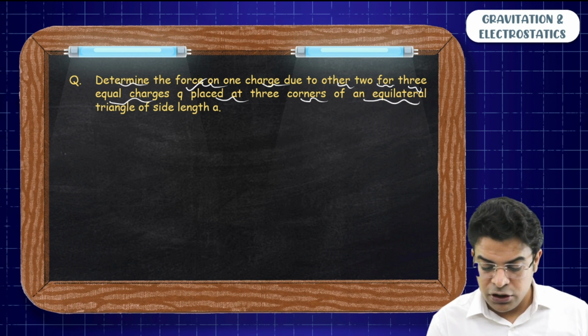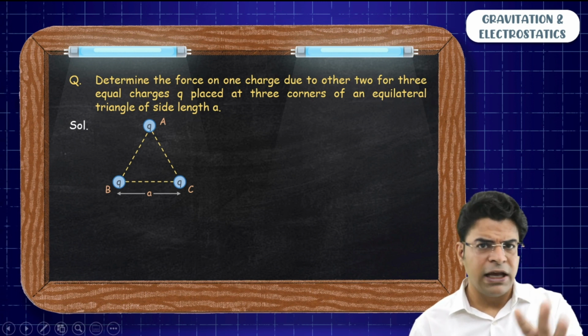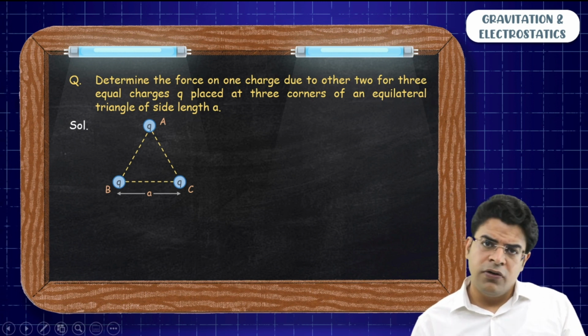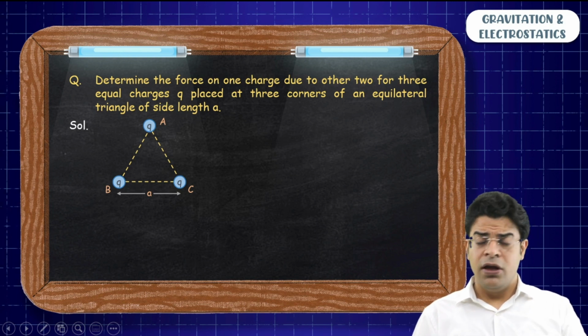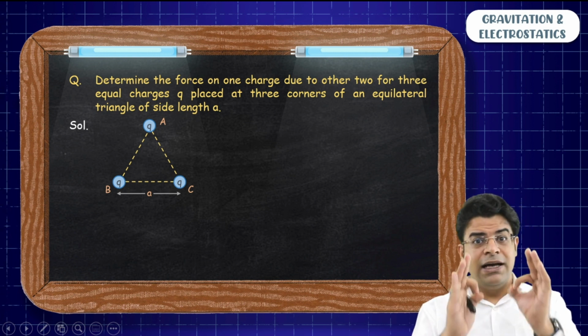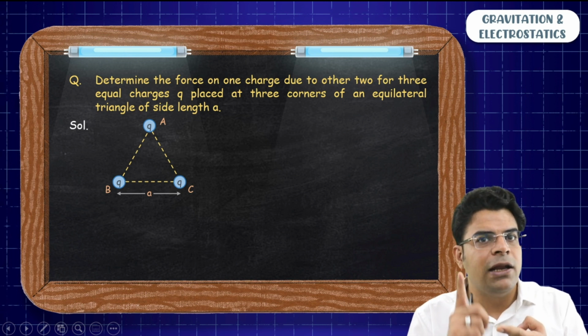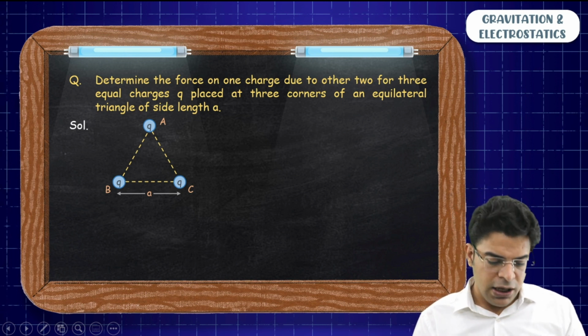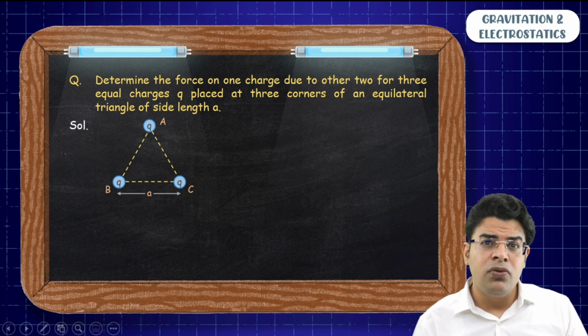Determine the force on one charge due to the other two for three equal charges q placed at the three corners of an equilateral triangle of side length a. So now the same type of question as we have done in gravitation. Now rather than having three masses, they have given me three charges. But there is a catch. Masses always attract each other. Gravitational force is always attractive in nature. But electrostatic force will be attractive or repulsive. That depends upon the nature of charges. Here we can see all the three charges are like in nature. Then how to write the force?